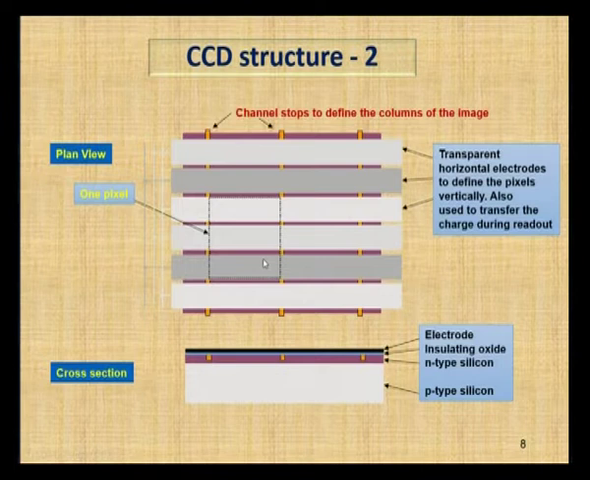Next, another structure, the CCD structure, where we can observe the semiconductor device. This is a panel view, and this is what we call one pixel, the rectangle box that appeared in structure 1. These are transparent horizontal electrodes that define the pixels vertically. Vertically we will call them pixels. Also this is used to transfer the charge during readout. When we read out the image, these pixels will be used, and the cross sectional view of this structure will appear like this.